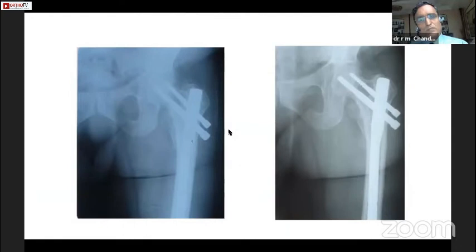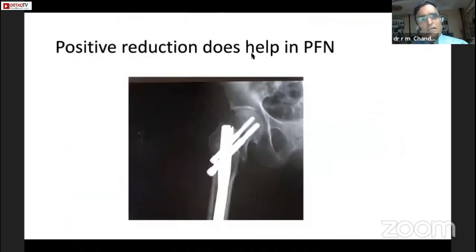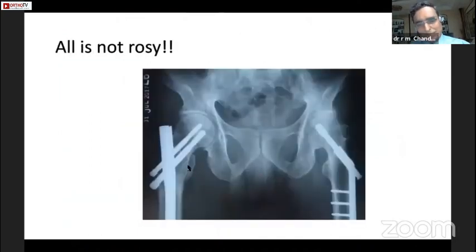This is a patient, a very short lady, and this was a nail with a small stunted part, RPFN, which was not giving abductor lurch to this lady. Even in this bilateral patient, we used that RPFN so that the PFN is not hurting. A positive reduction definitely helps. I am presenting cases where PFN gives good healing.